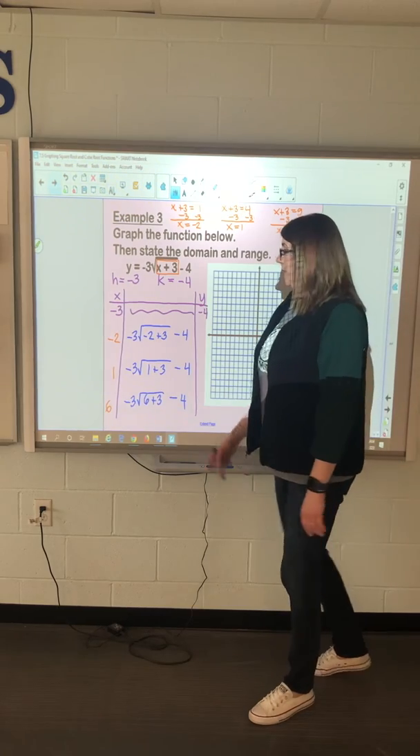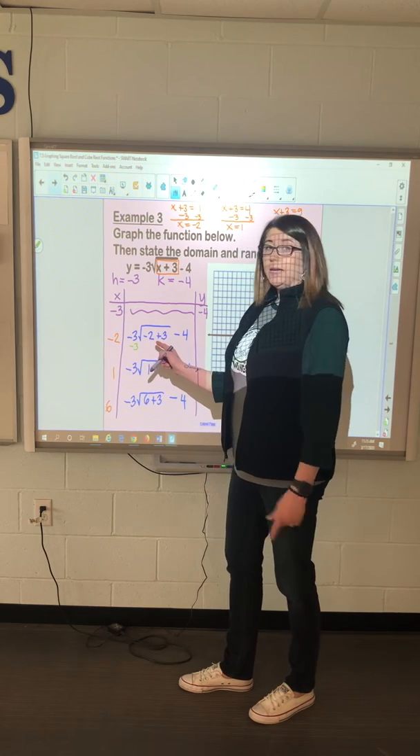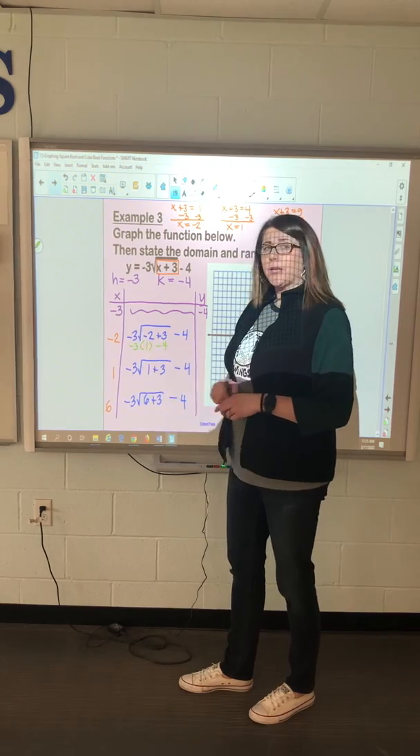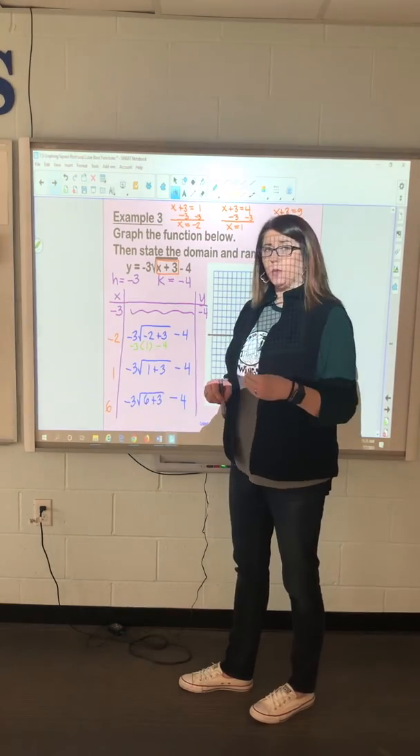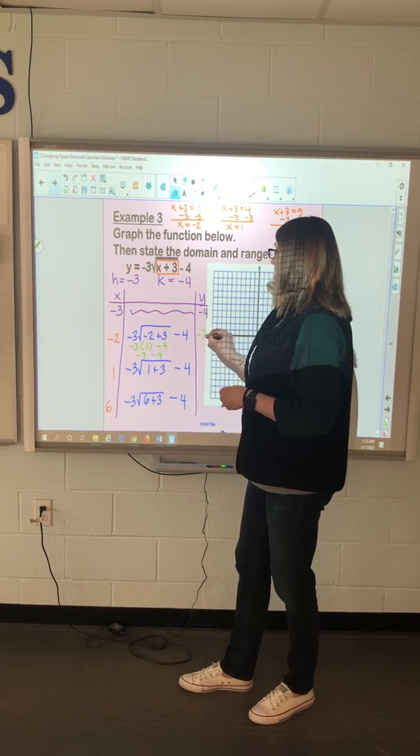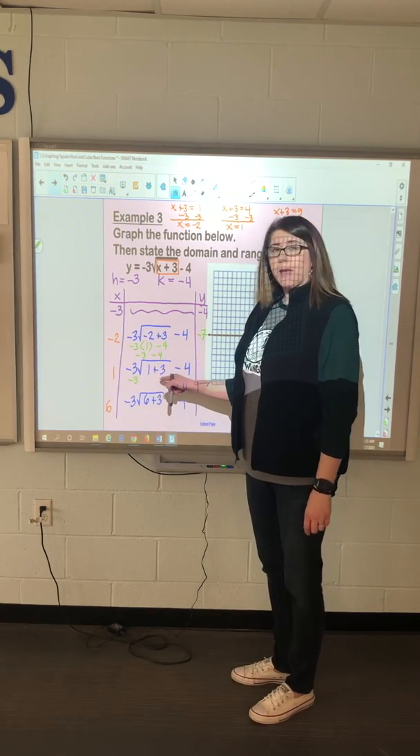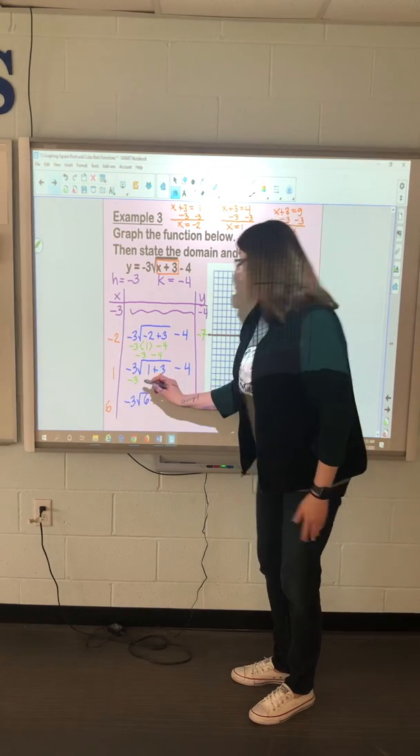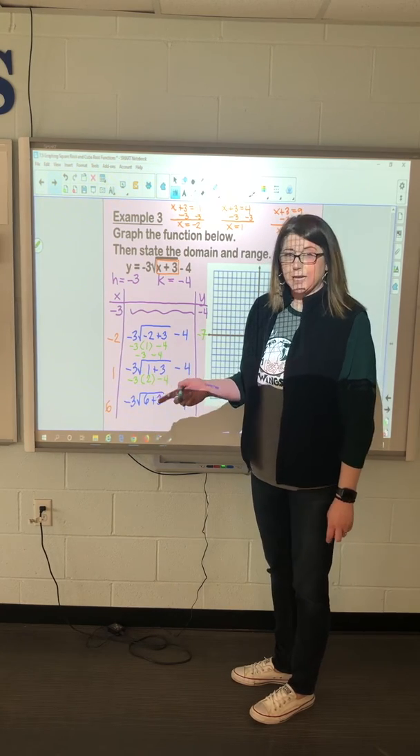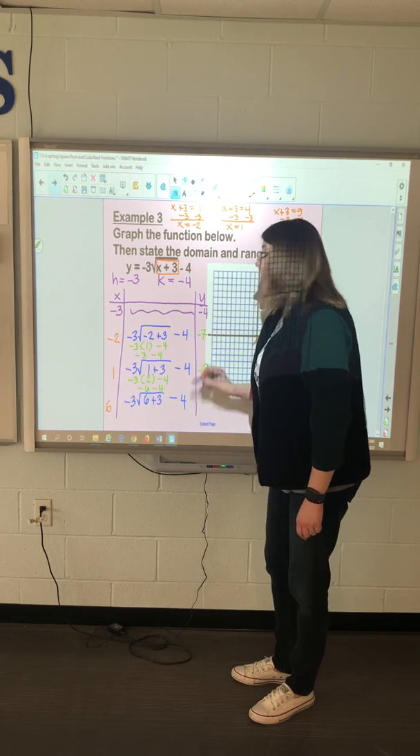So let's see what this looks like. If I start with what's underneath the radical, I'm going to get a positive 1, and the square root of 1 is 1. So now I need to multiply that negative 3 that was outside of the radical times 1, which is going to give me negative 3, and then negative 3 minus 4 is negative 7. So let's take a look at this next one. Keeping my negative 3, but let's do some math. 1 plus 3 is 4. The square root of 4 is 2. Now I need to take that 2 and multiply it times the negative 3, which gives me negative 6. And negative 6 minus 4 is negative 10.